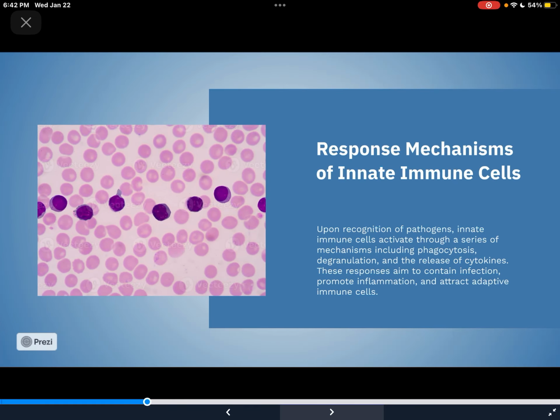Response mechanisms. Upon recognition of pathogens, innate immune cells activate through a series of mechanisms, including phagocytosis, degranulation, and the release of cytokines. These responses aim to contain infection, promote inflammation, and attract adaptive immune cells.